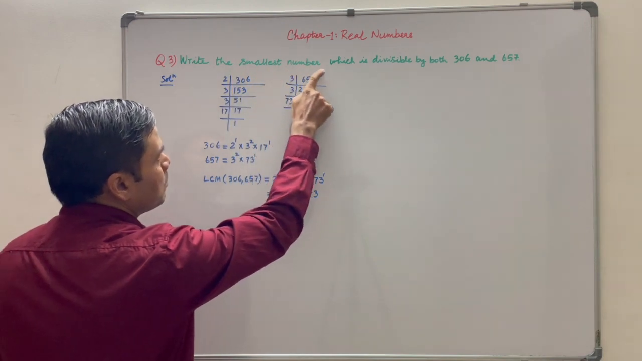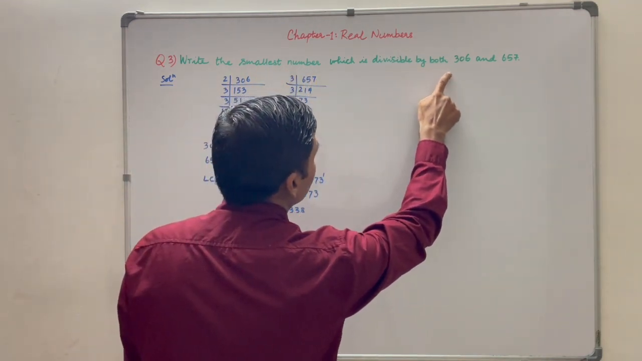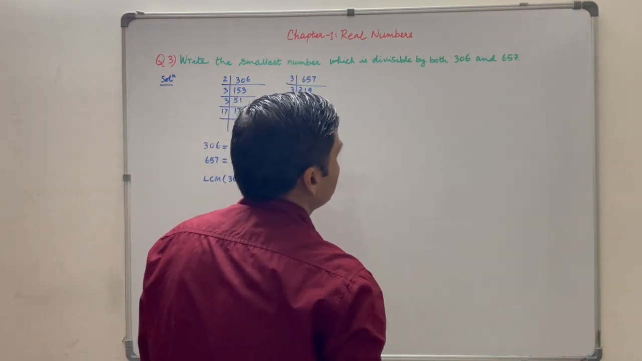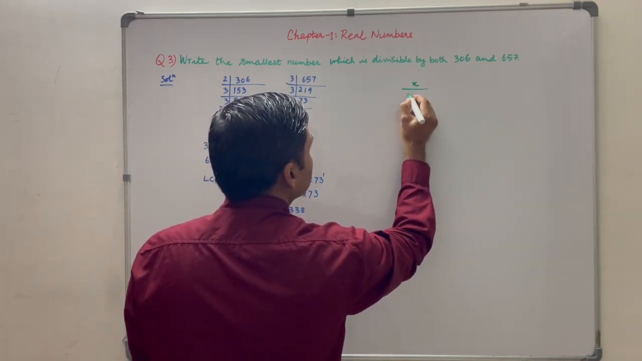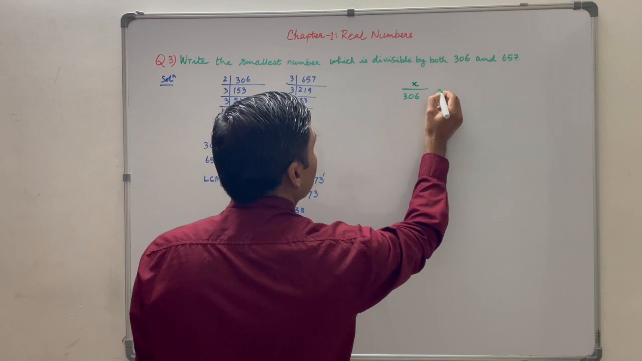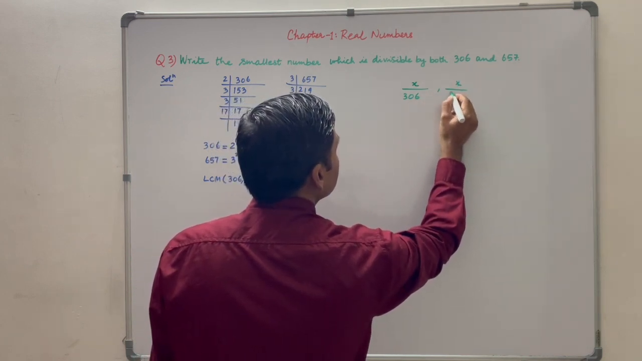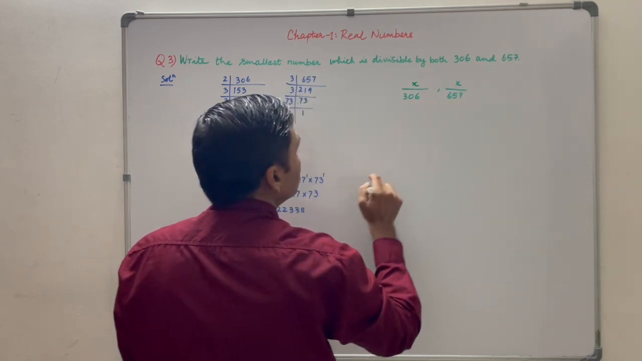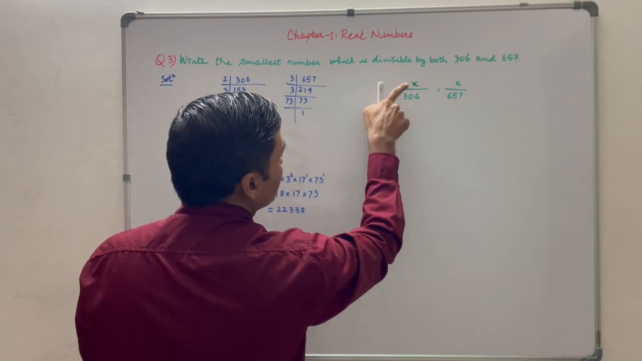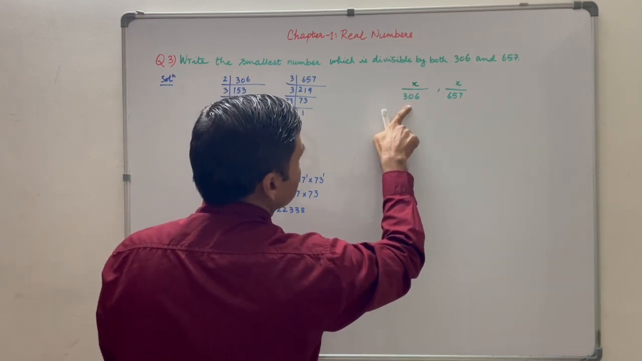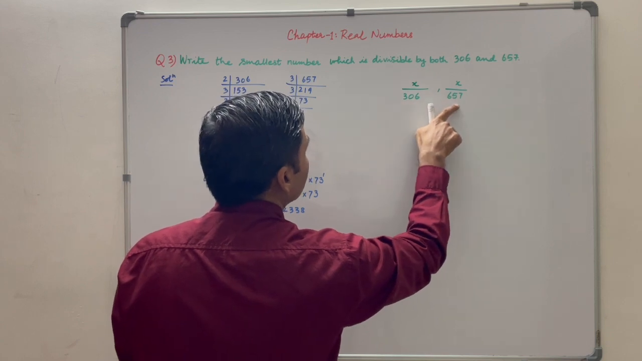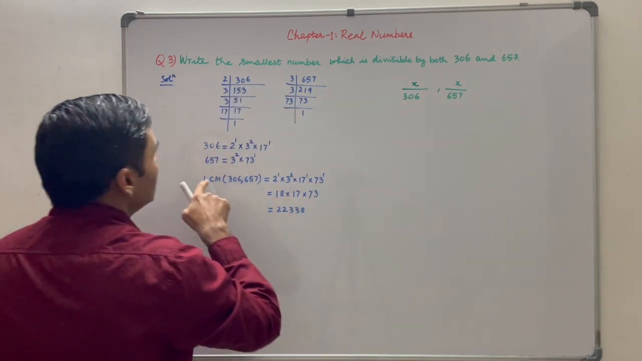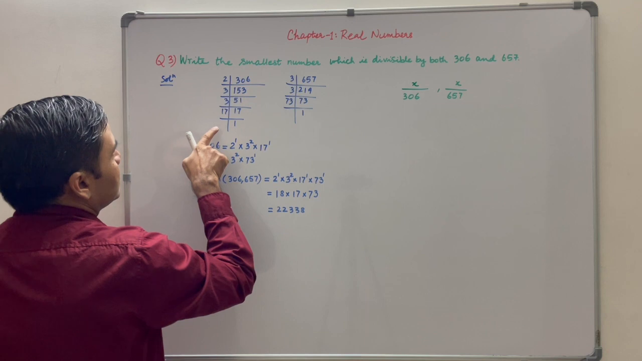Write the smallest number which is divisible by both 306 and 657. Suppose the number is x. So x is divisible by 306 and x is divisible by 657. So obviously x should be more than 306 as well as 657. So we need to calculate the LCM of these two numbers. Let us factorize them first.